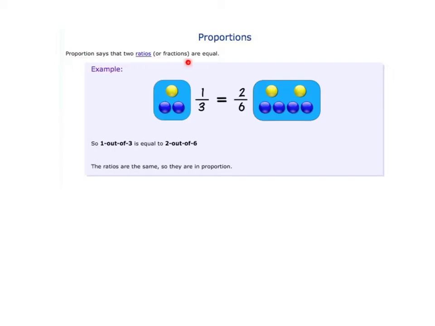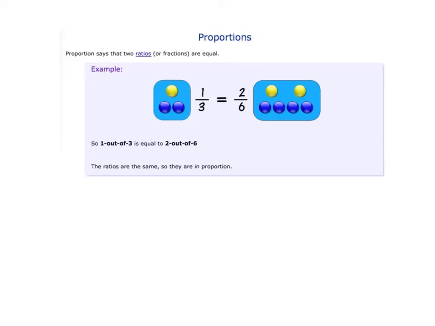A proportion says that two ratios are equal, and ratios, remember, are basically fractions. Here you have an example of two equal ratios forming a proportion. 1 out of 3 is equal to 2 out of 6. The ratios are the same, so they are in proportion with each other.